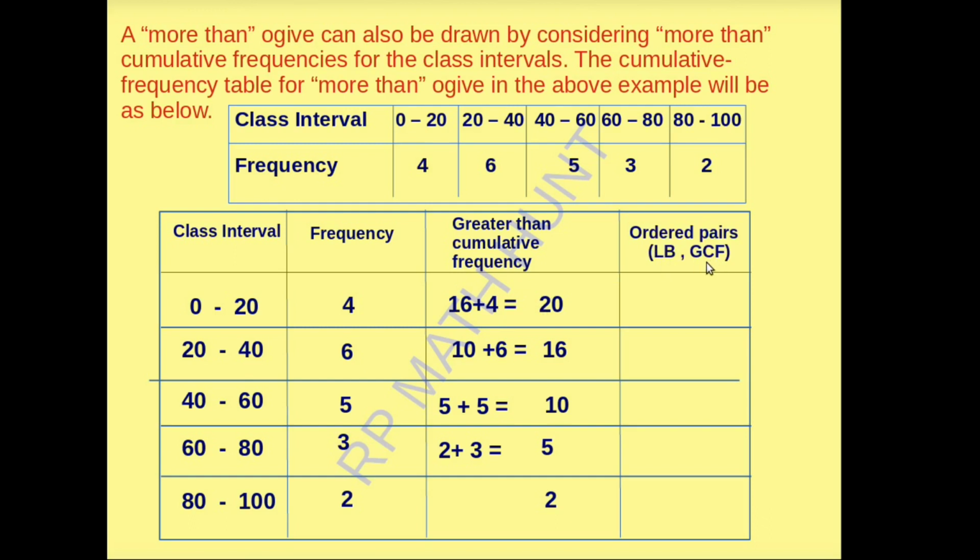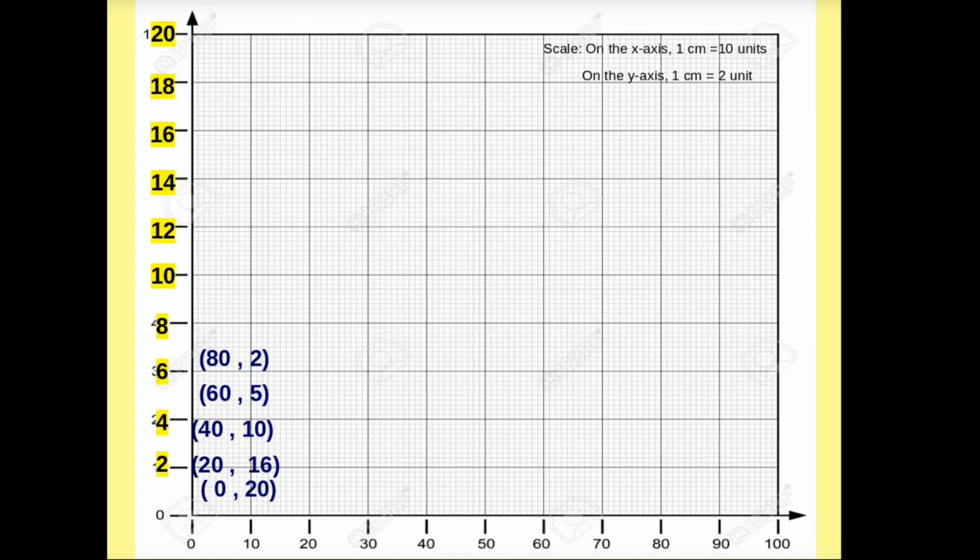Now ordered pairs. Lower bound, comma, greater than cumulative frequency. 0, 20; 20, 16; 40, 10; 60, 5; 80, 2. Now, plot all these points on the graph sheet.